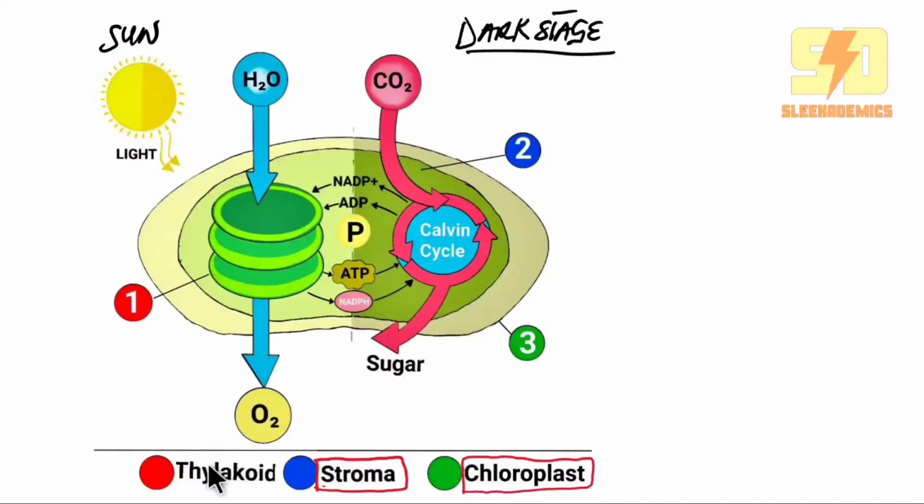Then we have number 1, which represents the thylakoid. Now the thylakoid is that place where light reactions occur. The thylakoids, when they are stacked together, are known as the grana. So I'll write that down, the grana.